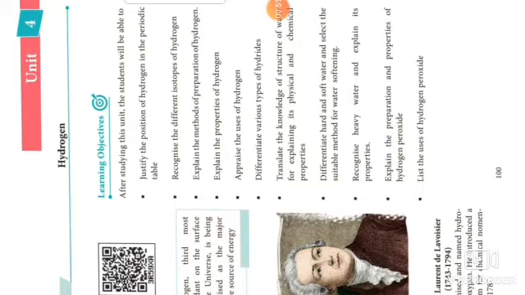Next, what is meant by hard water and what is the suitable method for water softening, and heavy water, how to explain its properties. And next, what is hydrogen peroxide and what are its properties. Next, the types of bond present in hydrogen compounds, that is intermolecular hydrogen bonding and intramolecular hydrogen bonding. These are all we are going to learn in this chapter.